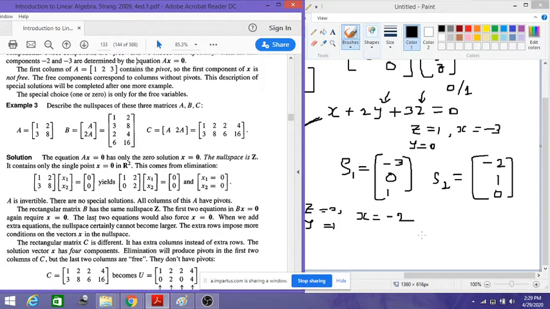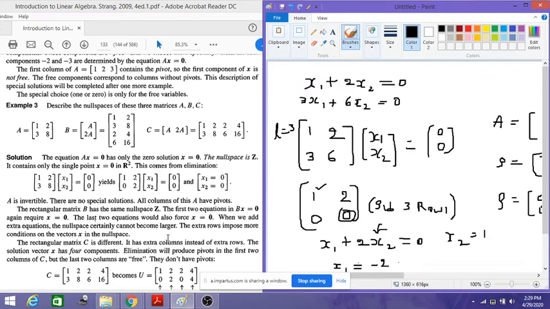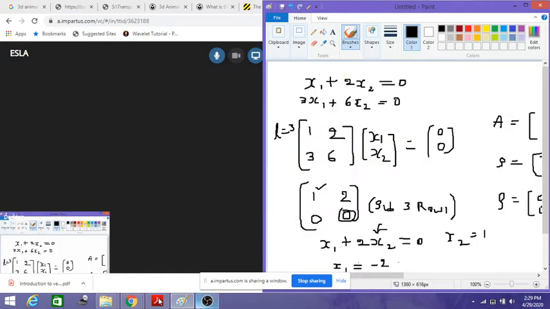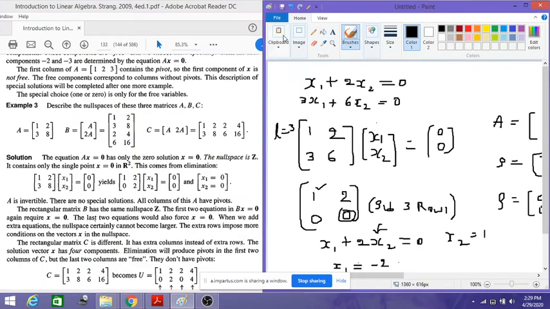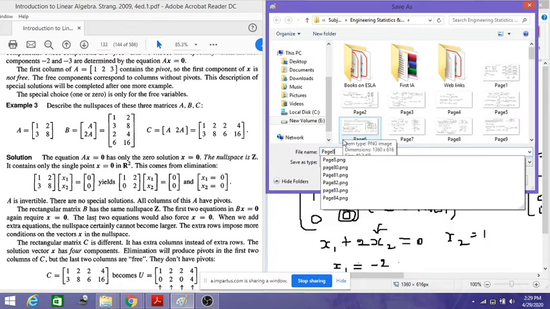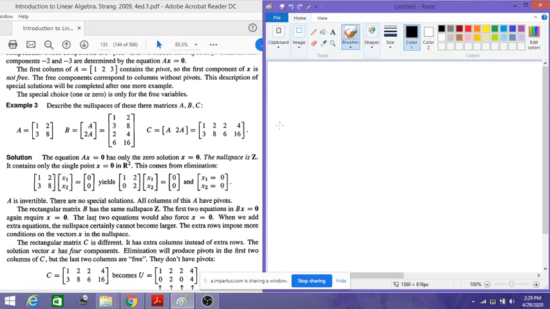Yes. So let us take one more example here to better understand. Let me save this page here. So let us take one more example here. The question is to describe the null space of these three matrices.